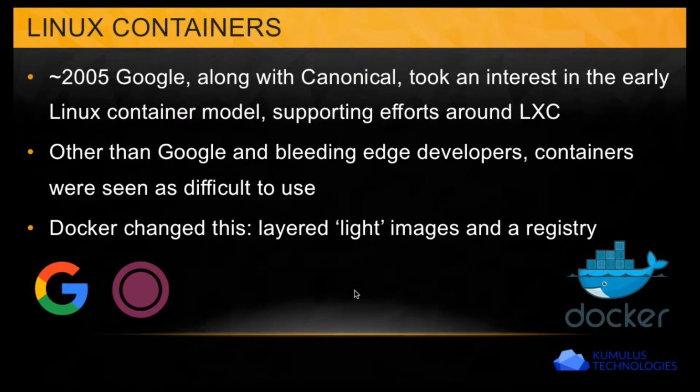So again, around 2005 or so, about 10 years ago, Google and Canonical really sort of started to push containers as a model, partially because Google was starting to use the container model, this process segregation model, as a way of dealing with their massively scaled environment.